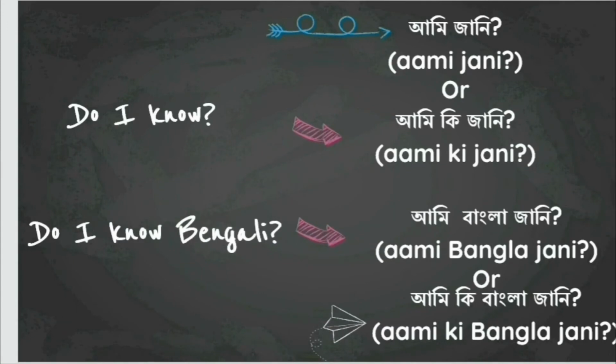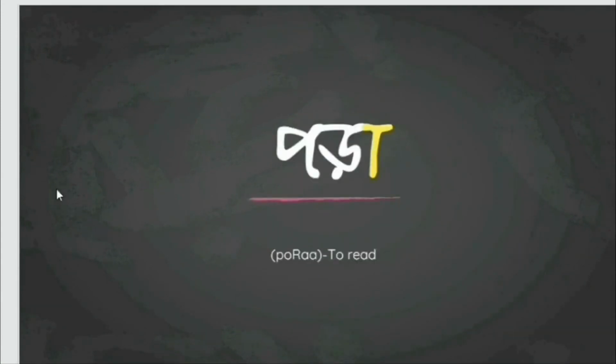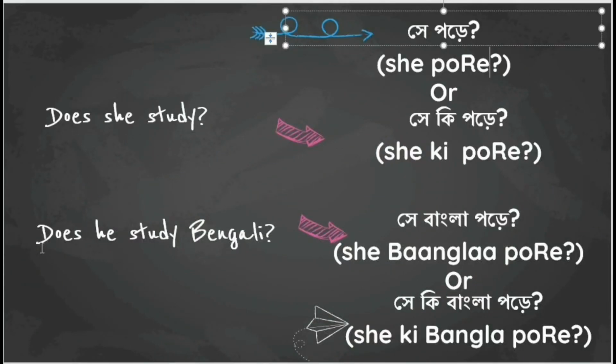Okay, let's try another verb, পড়া. So here are two sentences with the পড়া verb. The first one is, does she study? In Bangla it would be সে পড়ে or সে কি পড়ে? Then if we want to add an object with it, and if we want to say, does he study Bengali? The Bangla will be সে বাংলা পড়ে or সে কি বাংলা পড়ে?